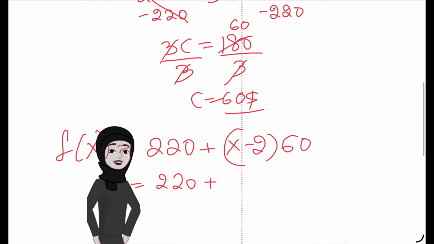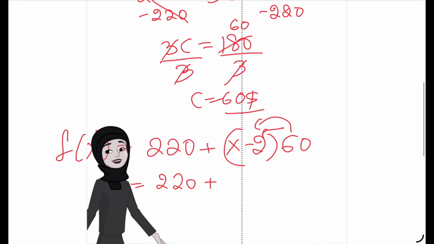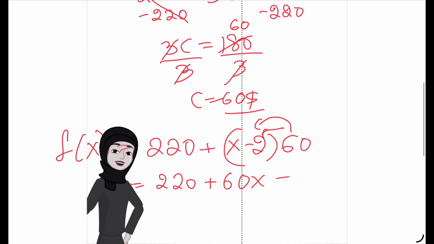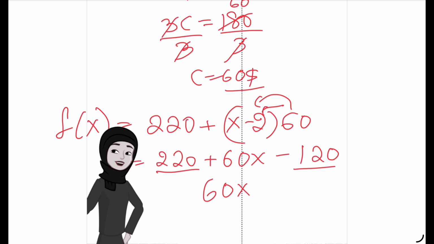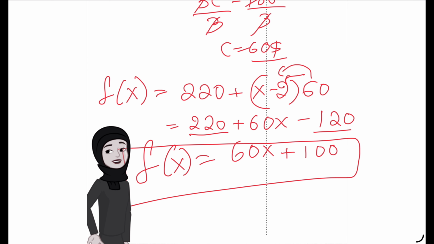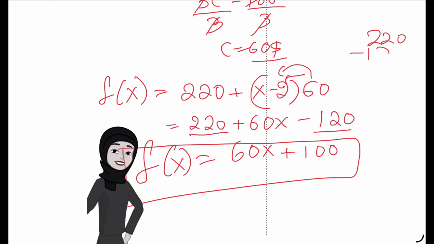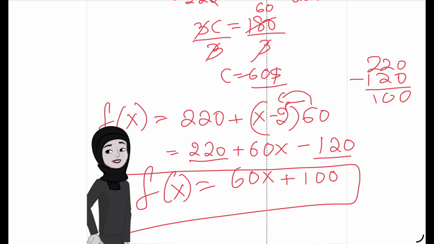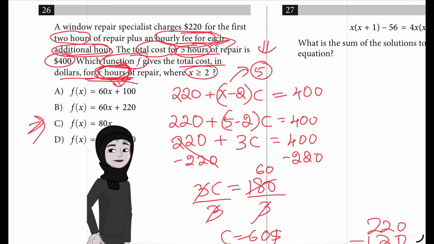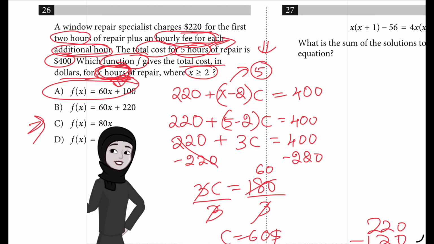So 220 plus, we have to distribute this 60 here. 60x minus 2 times 60 is 120. So then 60x, then we have to combine this 220 minus 120. After simplification, f of x will be equal to 60x plus 100, because 220 minus 120 is 100. So we are left with 60x plus 100. And from the answer choices, therefore, we have to choose answer choice A.